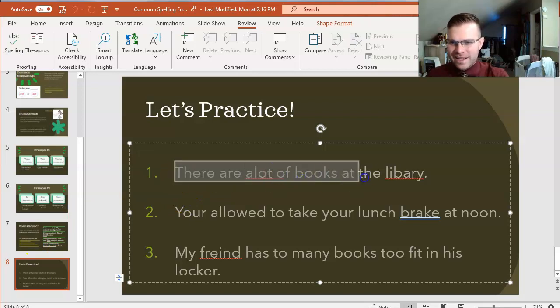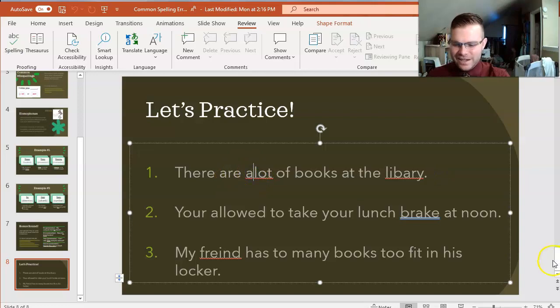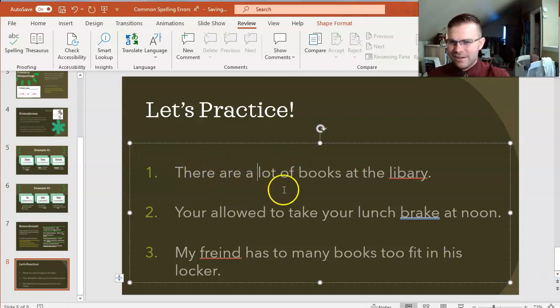First sentence, there are a lot of books at the library. We talked about a lot just a little bit ago. A lot is 2 words. So I make that space right there between a and lot, and it fixes that problem. Spell check is telling me that library is wrong. I know that it's library. Again, a lot of people miss that first R right there, so you got to be careful.